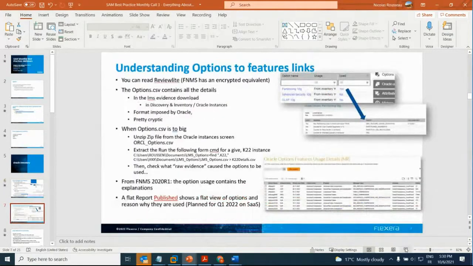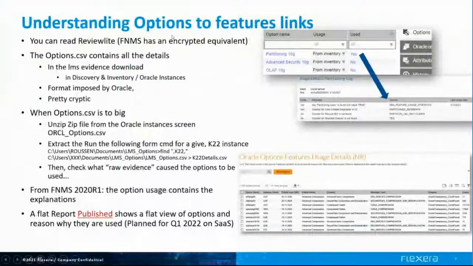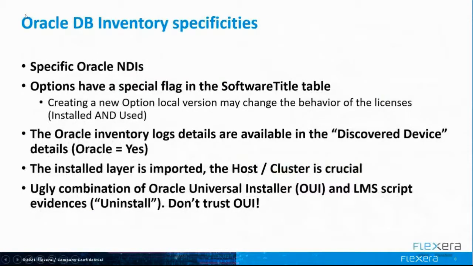I'm moving forward to avoid losing too much time. So you need to understand the options to feature links. That's done. The flat report, you can access to it. And the Oracle database inventory has specificities, of course. There are some specific Oracle NDIs. I will not show an NDI, but when you see inventory coming from your servers, you can have a system NDI, and you can have an Oracle NDI.